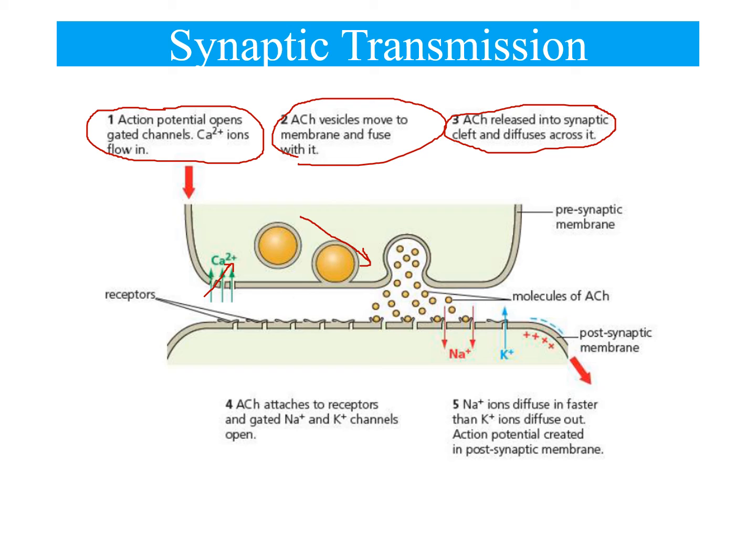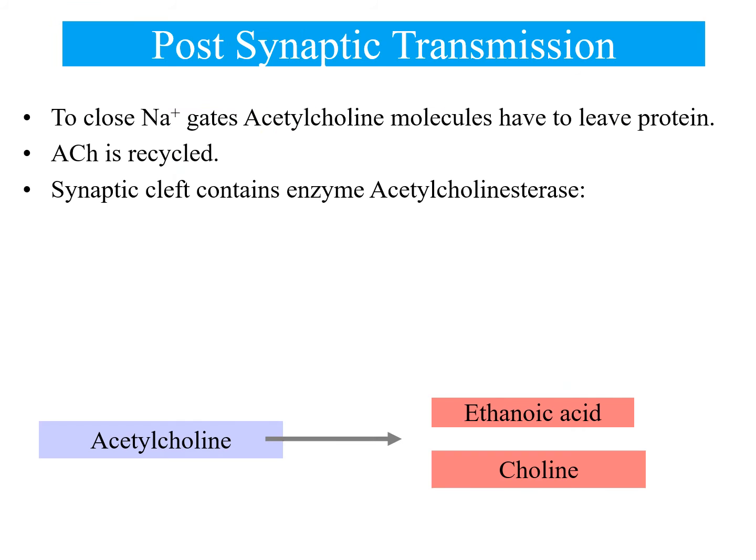The acetylcholine then attaches to receptors, and the receptors then cause the sodium channels to open, and potentially potassium channels to open as well. The sodium ions diffusing in faster than potassium ions diffuse out causes an action potential, and that triggers a new action potential in the postsynaptic membrane.